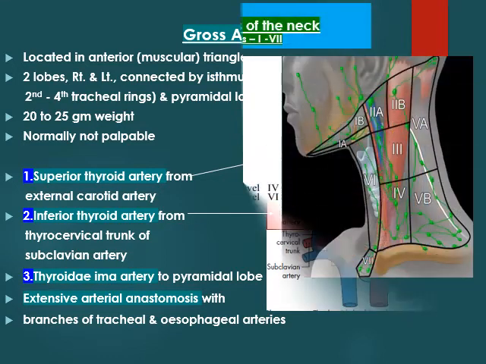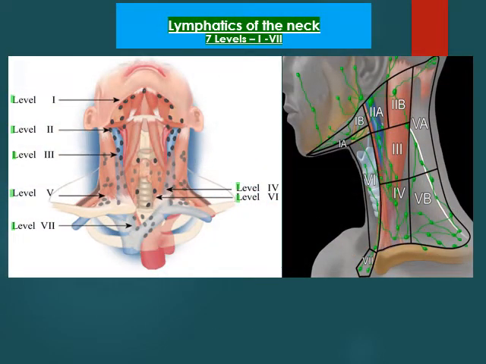As for the lymphatics of the neck, which is a very important topic, the lymphatics of the neck, where the thyroid is also located, are divided into 7 levels, level 1 to level 7. Level 1 is the submental and submandibular nodes here.